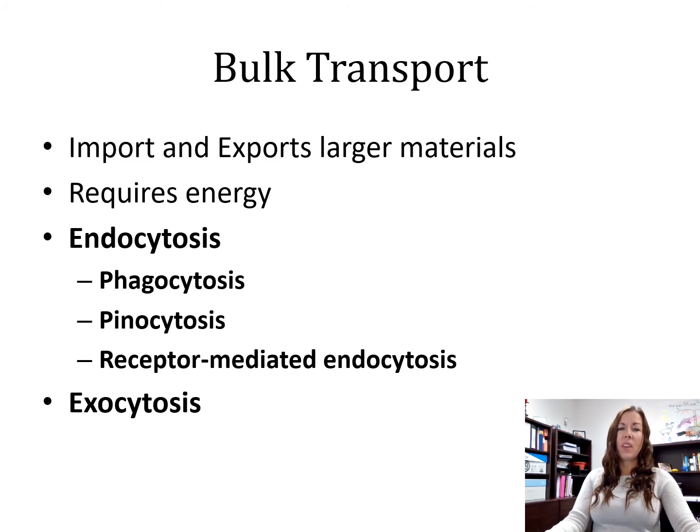And so with endocytosis, examples of that are phagocytosis, pinocytosis, and receptor-mediated endocytosis. With exocytosis, essentially things are just packaged up into a vesicle, and that vesicle fuses with the plasma membrane and releases the product.